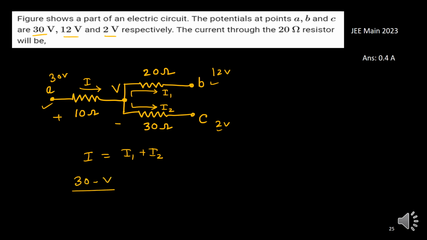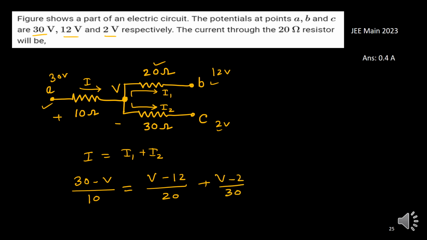And what is the resistance? Resistance is 10. So this is the current through the 10 ohm resistance. Okay, that is equal to, so what is the I1? This potential is V, this is your 12 volt. So it is V minus 12 and resistance is 20, so by 20. Plus, what is I2? It is this V minus 2 by 30.